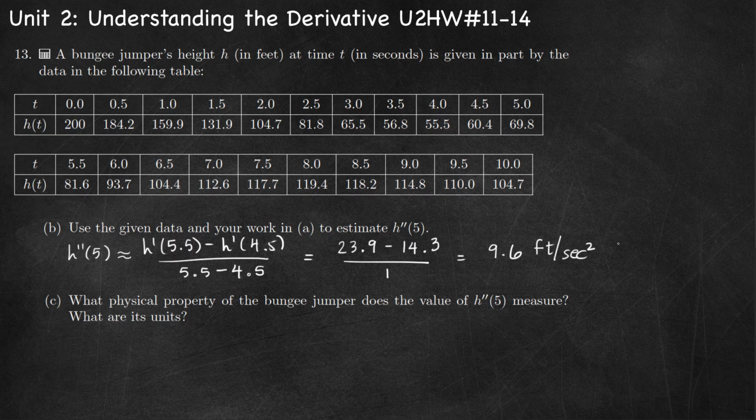What physical property of the bungee jumper does h double prime of 5 measure? That's going to be the acceleration. So just the h prime of 5 is going to measure the velocity of the bungee jumper. And then if we take the derivative again, we're measuring how quickly the velocity is changing, so that's going to give us acceleration. And the units there are feet per second squared.